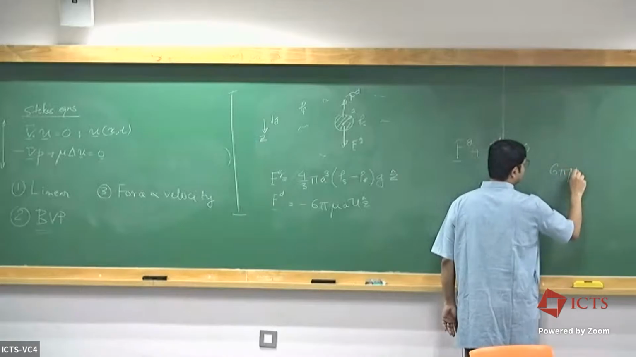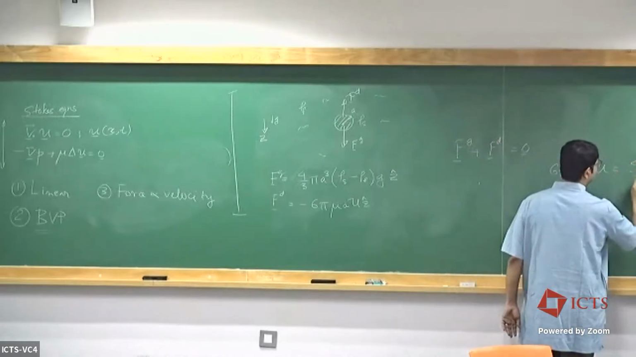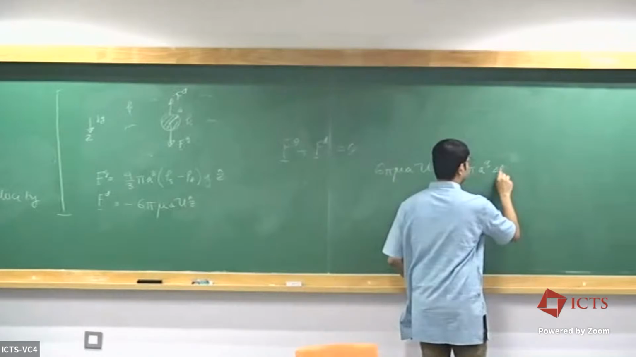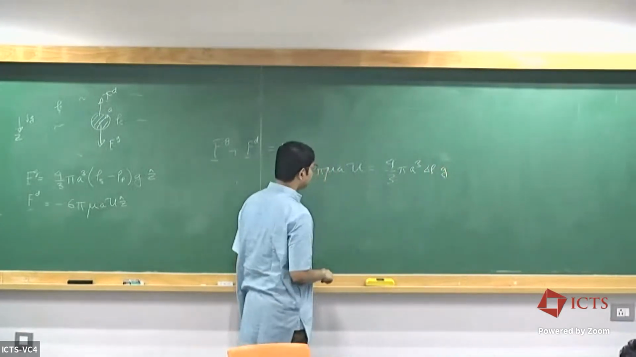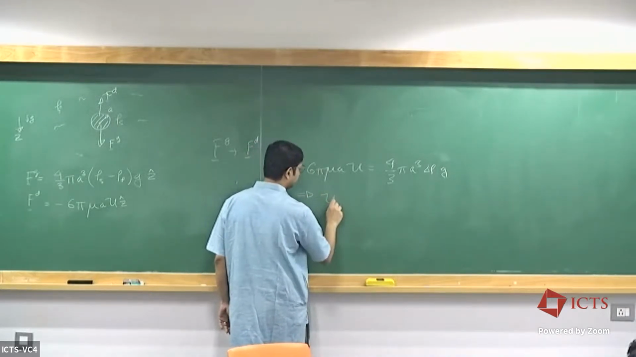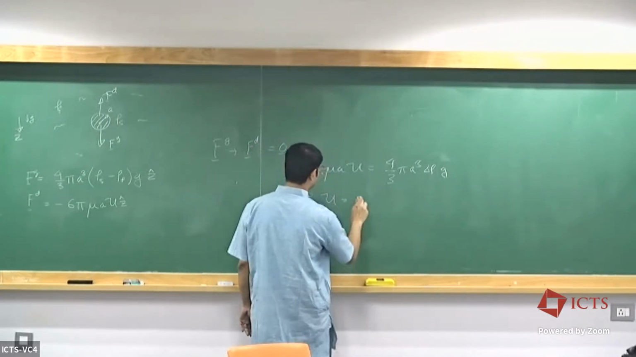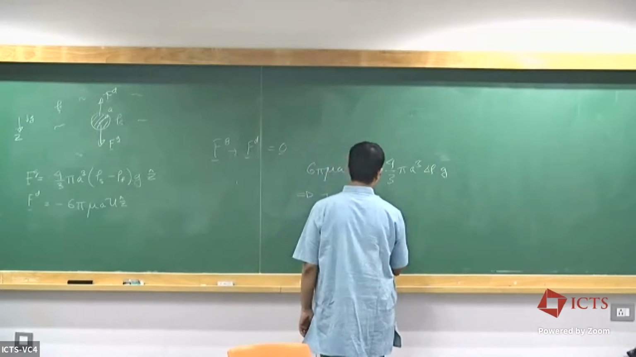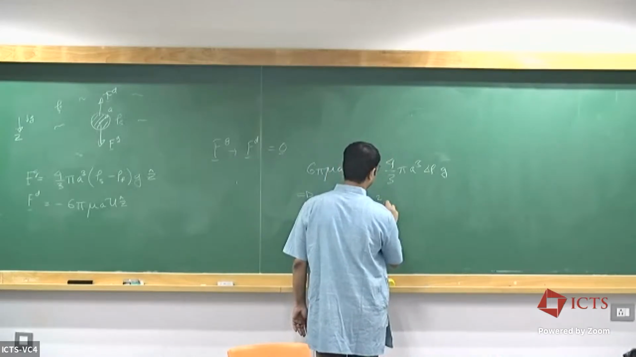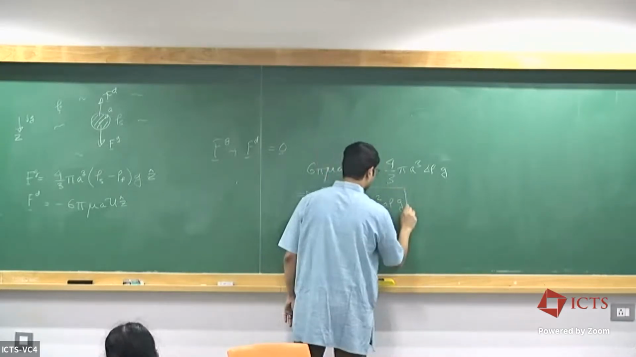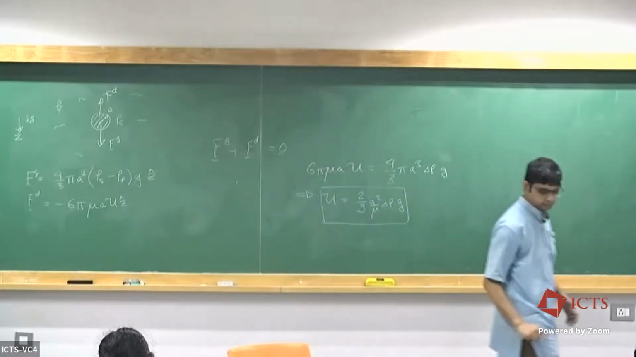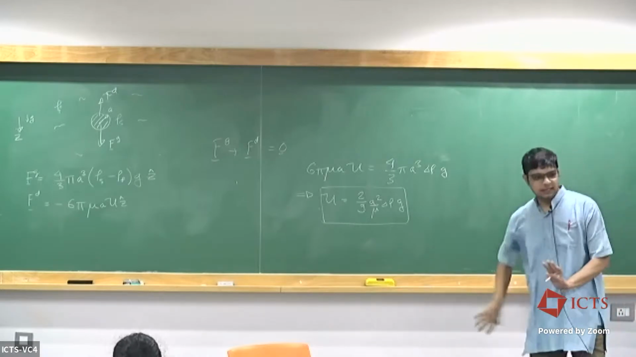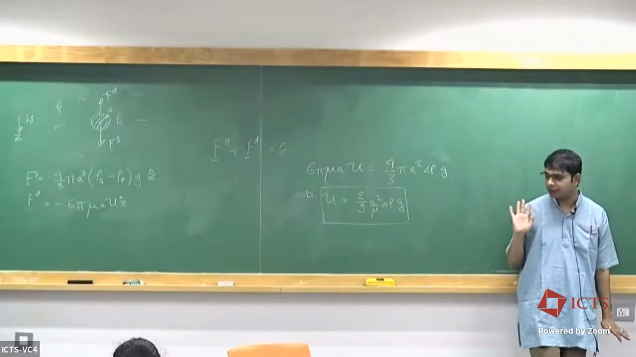You say 6 pi mu a u is equal to 4/3 pi a cubed, let's call this delta rho, times g. So if you rearrange this stuff, you find u to be what? It's 2/9 a squared by mu delta rho g. That's what you find, right? Okay. This is just really redoing what you guys did in class 12 or 11.